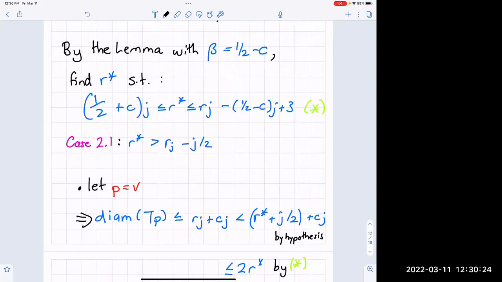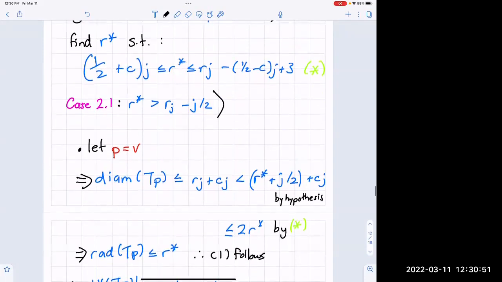In that case, I'll again let P equal V. So we did that in case 1, right? So let's compute the diameter of TP. Well, it's Rj plus Cj at most, right? And by our assumption on R star, that's at most R star plus J over 2 plus Cj, just rearranging the inequality in our hypothesis. And by star, using that inequality, the left-hand side is at most 2R star. So the diameter is at most 2R star, so the radius is at most R star, and so case 1 follows.